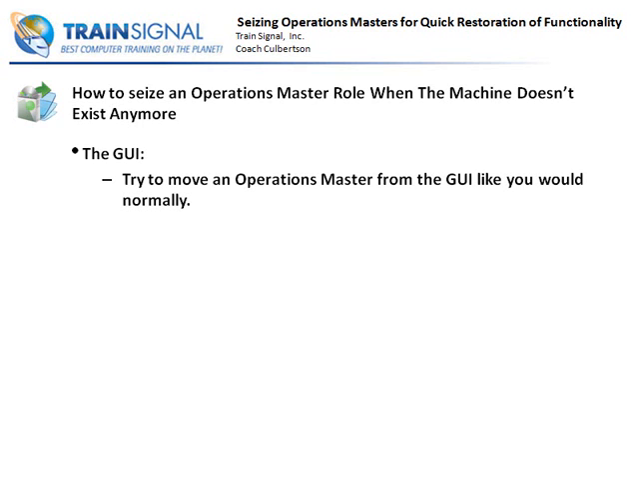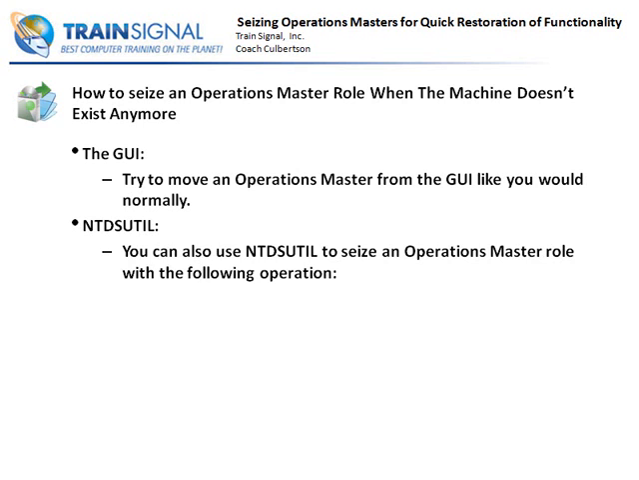We already know how to change operations masters. I've shown you that in a previous video, so nothing really new here. But when you try to move an operations master from another machine that doesn't exist anymore, it's going to get angry with you. We'll see what that looks like. And then we can also change the operations master roles using ntdsutil. This is a command line option we've been taking a look at in a couple of videos. And we can also seize it with the following operation.